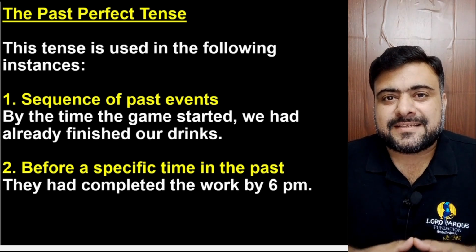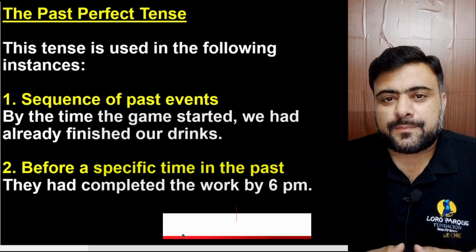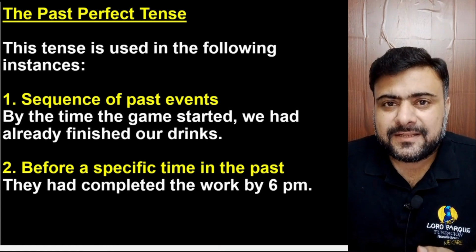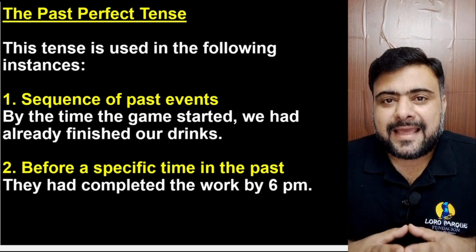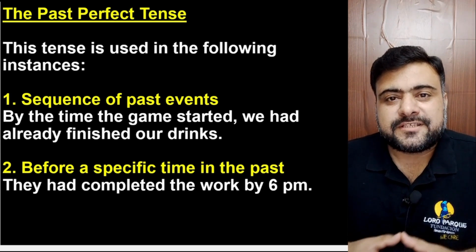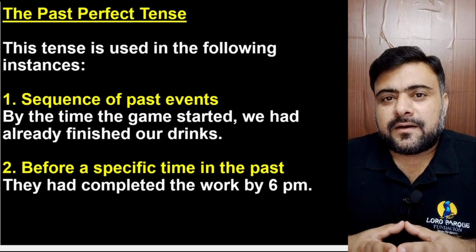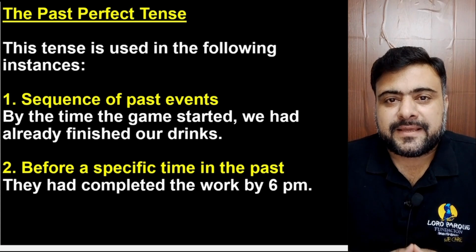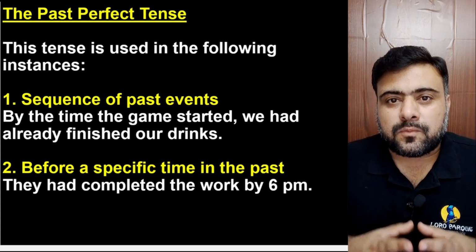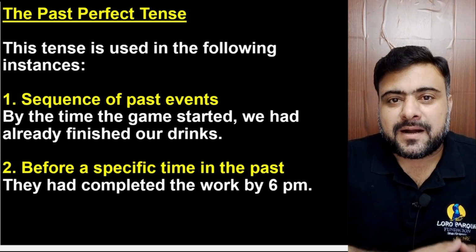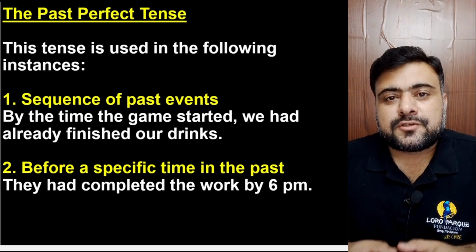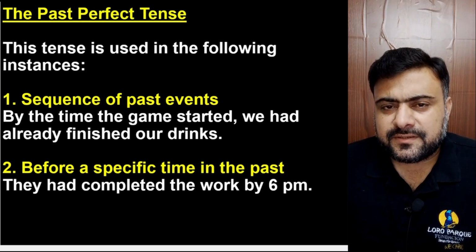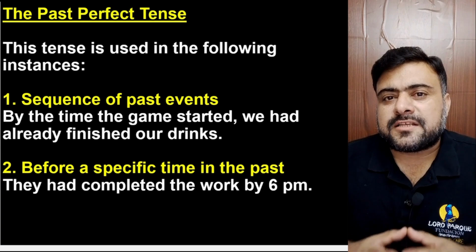The past perfect tense is the past of the past. For example, if I'm telling a story, the story is already in the past, but in the story, I am referring to an event that happened in the past of the story. So it's the past of the past. In this example, she had completed her work by 6 p.m. 6 p.m. is in the past, and she had completed her work before the 6 p.m. of the past. So it's the past of the past. So the past perfect tense is used in these situations: sequence of past events and before a specific time in the past.